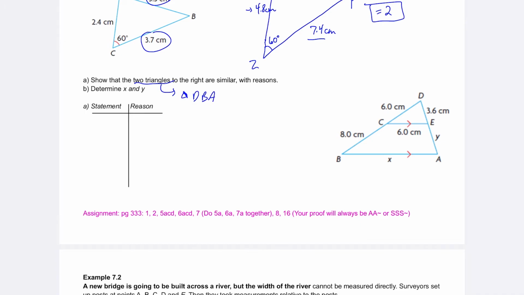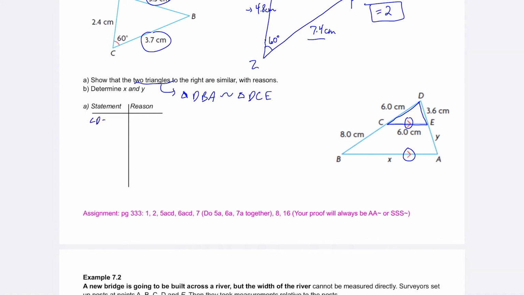But there's also triangle DCE. It's this one inside right here. And they do, in fact, seem to be similar. And so how can we prove this? Well, notice that we have parallel lines here.